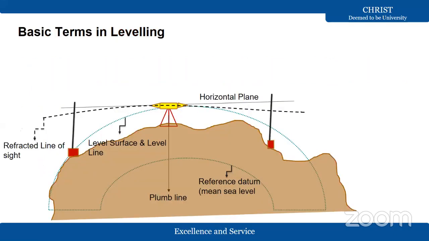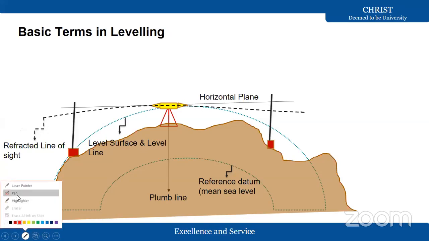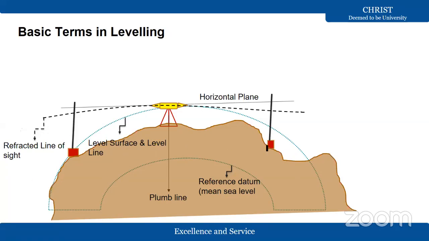Okay, then the basic terms you need to understand in leveling. Leveling means with reference to the horizontal plane, the horizontal line of sight, we are going to measure the relative points on the surface of the earth. If you see this figure, this brown color indicates the earth surface, and we have a mean sea level. This dotted, curved, circular line is the mean sea level, the level surface, and this is a level line.